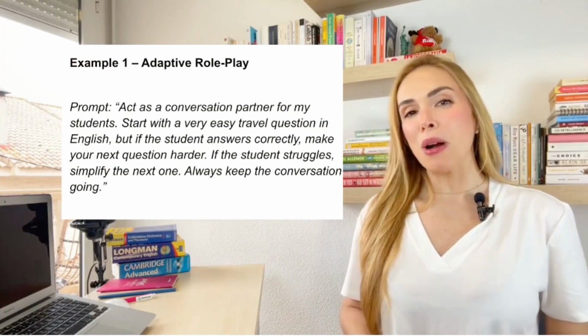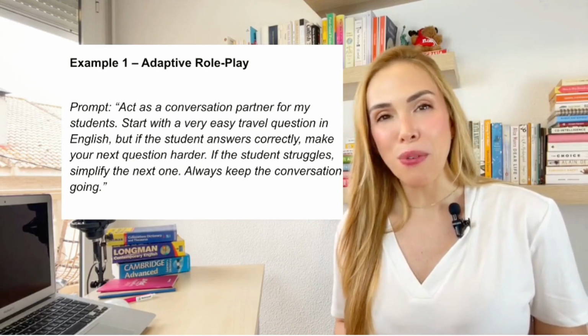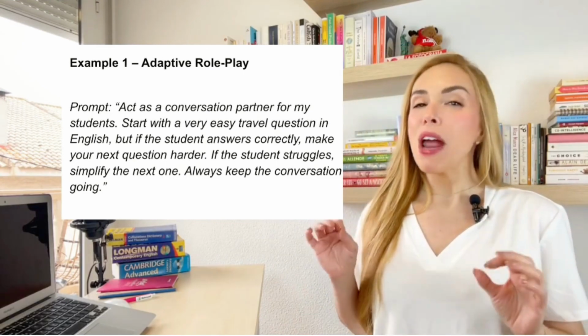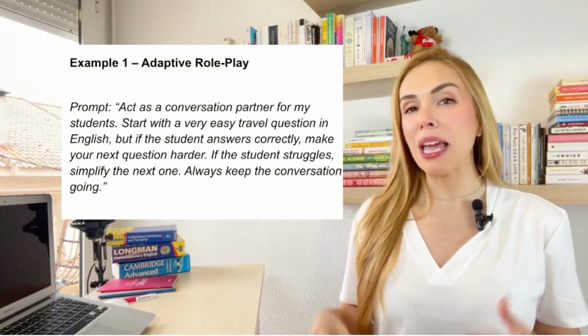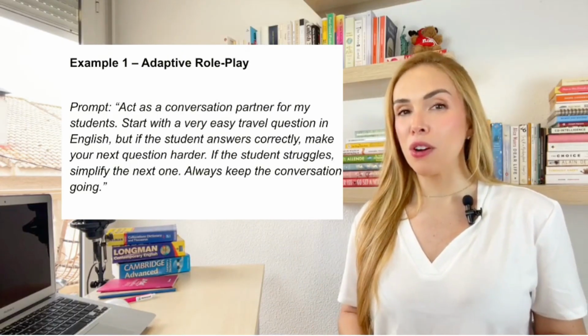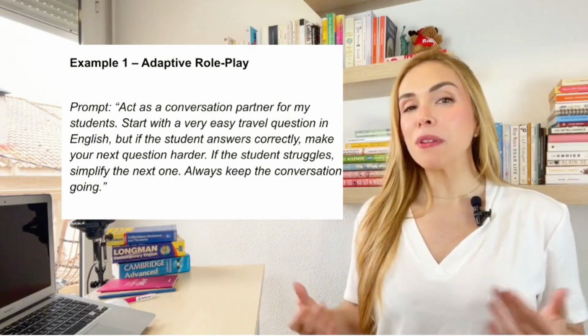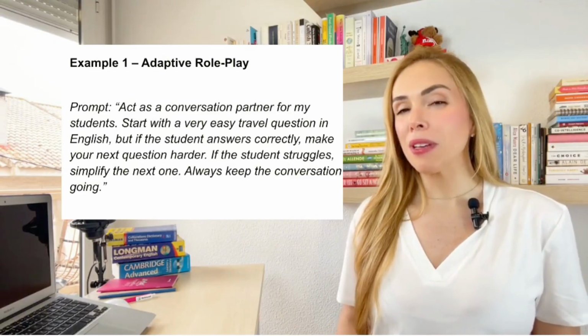Let's read it together. Example 1, adaptive roleplay prompt. Act as a conversation partner for my students. Start with a very easy travel question in English, but if the student answers correctly, make your next question harder. If the students struggle, simplify the next one. Always keep the conversation going. This creates a dynamic role play that adjusts in real time. It scaffolds practice without you having to manually rewrite every prompt.